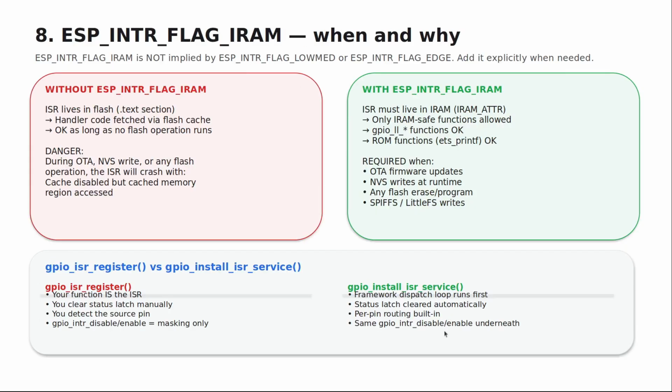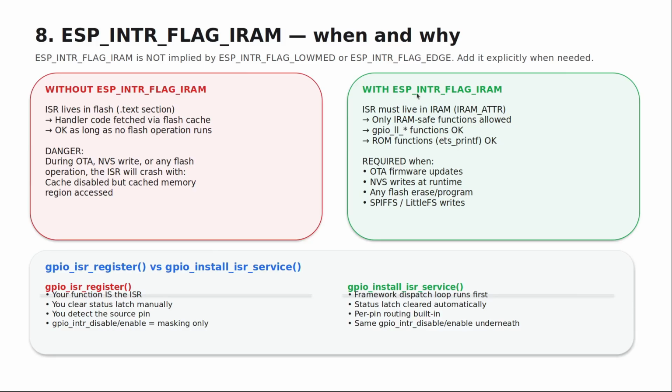Now let us understand why we used ESP_INTR_FLAG_IRAM and IRAM_ATTR. Normally, your ISR code is stored in flash memory. Most of the time, this works without any problem. However, during operations like OTA update and NVS writes, the flash cache may be temporarily unavailable. If an interrupt occurs at that time, the processor cannot fetch the ISR instructions from flash. The application may crash.